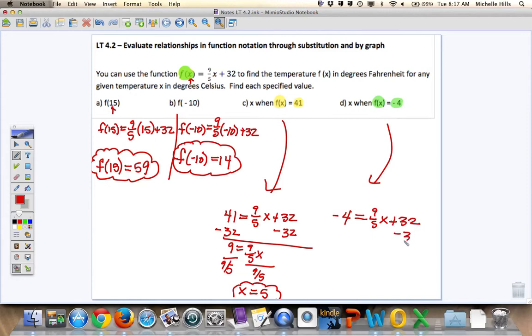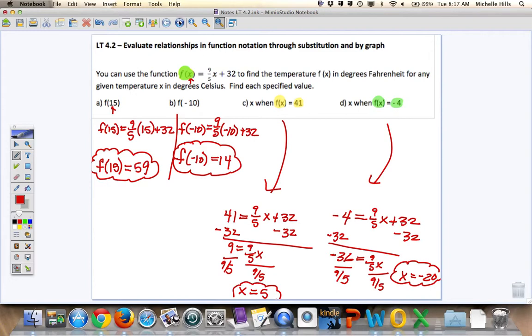I would subtract 32 from both sides to move the constant to the other side, and I would get -36 equals 9/5 x. I'm going to divide both sides by 9/5, which for those of you who know this is the same thing as multiplying by 5/9. And I'm going to end up with an answer. They asked for an answer of x, so my answer is x equals -20.